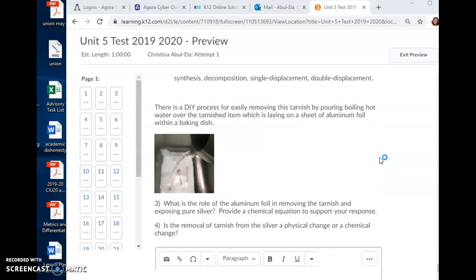There is a do-it-yourself process for easily removing this tarnish by pouring hot water over the tarnished item, which is laying on a sheet of aluminum foil with a baking dish. This should be parts 4 and 5. Part 4, what is the role of the aluminum foil in removing the tarnish and exposing pure silver? Provide a chemical equation to support your response. And Part 5, is the removal of tarnish from the silver a physical change or a chemical change?